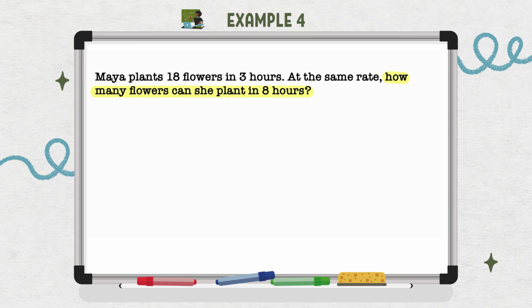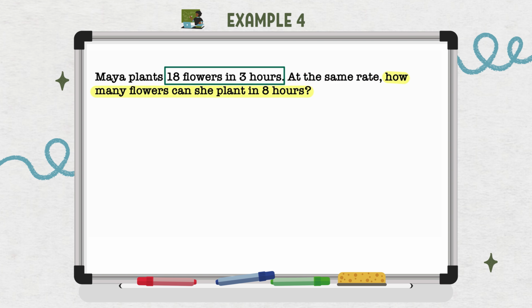So let's go ahead and box in what they already gave us. So they said she plants 18 flowers in 3 hours. Also notice it says at the same rate. Well, that's what we need to find out first. What is the rate? How many flowers does she plant in 1 hour?